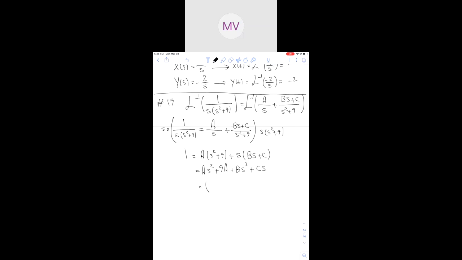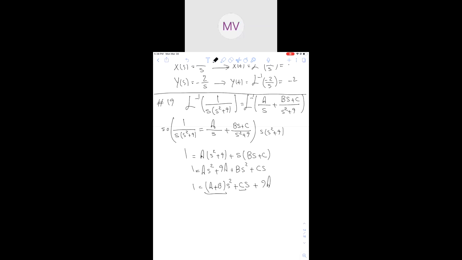Okay, let's put them together. On the left side you still have 1. On the right side you have a plus b times s squared, plus cs, plus 9a. So on the right side you have a second degree polynomial of s, right?